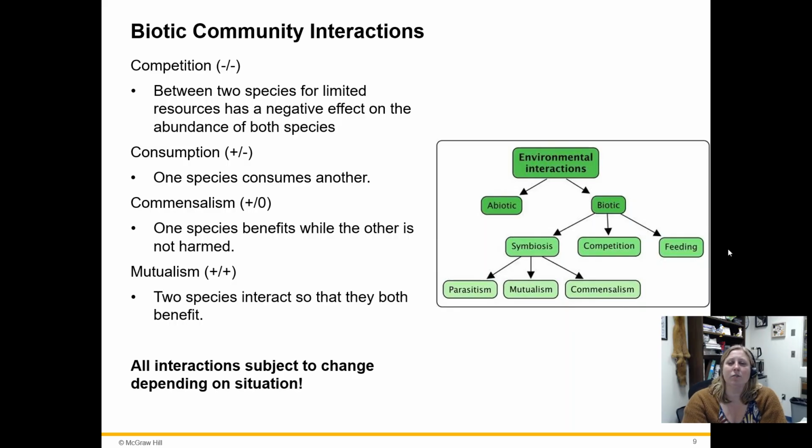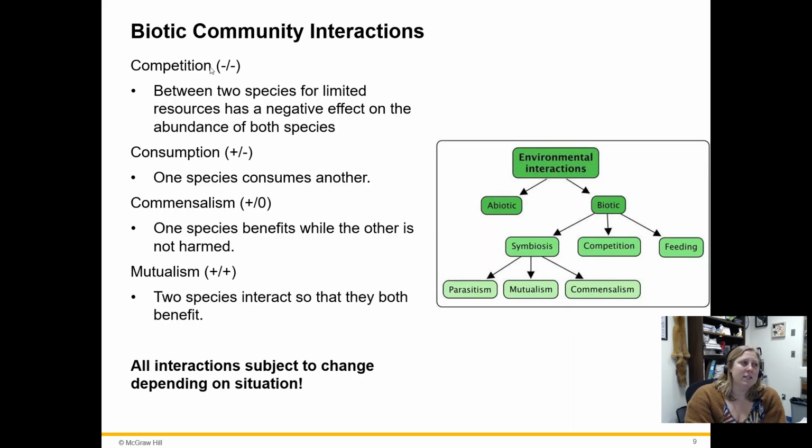I liked this little flow chart here of environmental interactions with biotic, because we have competition and then we have symbiosis. It puts a little bit different of a spin on it. I want you to know it by competition, consumption, commensalism, and mutualism. But symbiotic relationships are that same living idea, and that can be parasitism, mutualism, and commensalism. However, with parasitism we are still feeding, so we're going to see that as consumption.